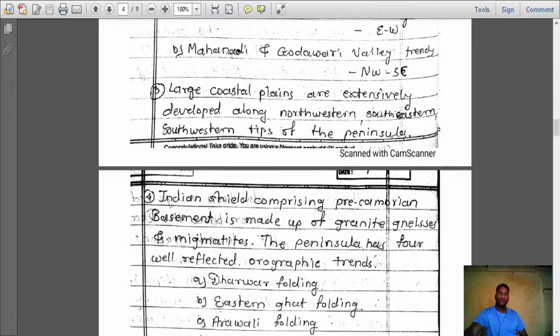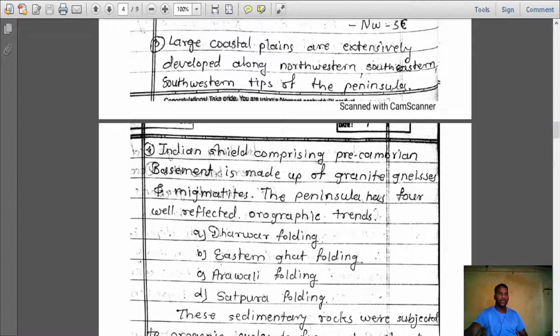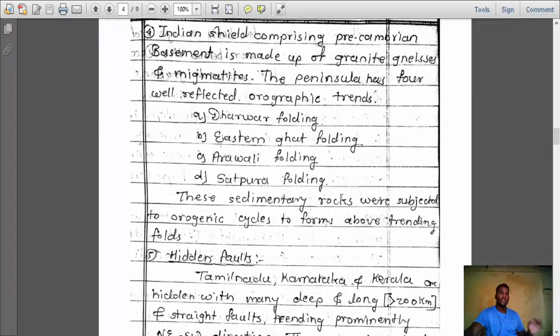The Indian Shield comprises a Precambrian basement made up of granite gneisses and migmatites. The peninsula has four well reflected orogenic trends: Dharwar folding, Eastern Ghat folding, Aravalli folding and Satpura folding. These sedimentary rocks were subjected to an orogenic cycle to form the above trending folds.